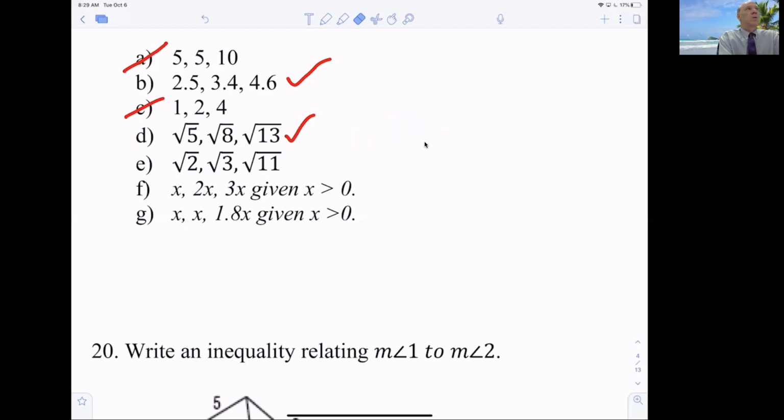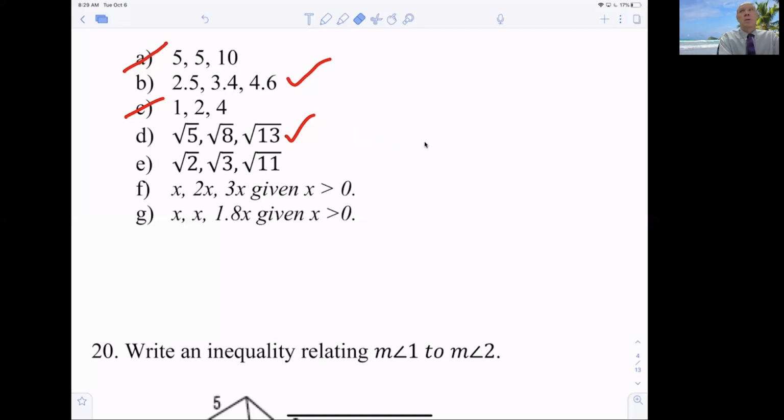What about the square root of 2, the square root of 3, and the square root of 11? Right? It looks like a theorem. So the square root of 2, the square root of 3, and the square root of 11. That's kind of close, actually. Square root of 2 is like 1.414. Square root of 3 is like 1.71. That's like 3.2. Square root of 11, that's close, guys.